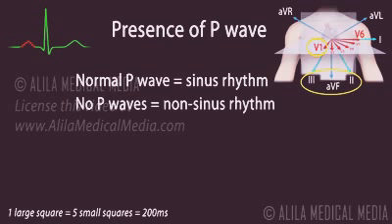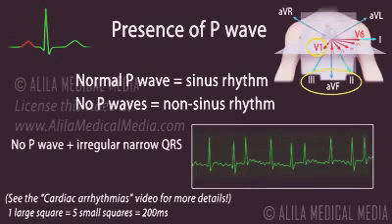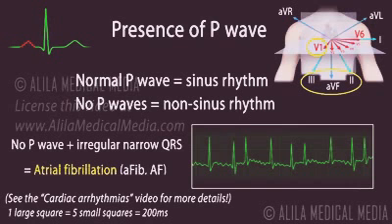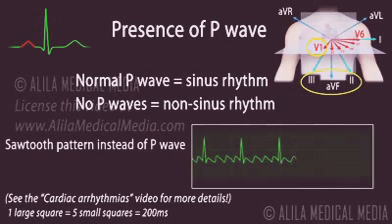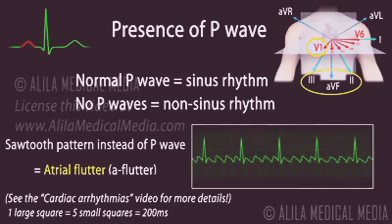Absence of P waves and presence of irregular narrow QRS complexes are the hallmark of atrial fibrillation. The baseline may be undulating or totally flat. A sawtooth pattern instead of regular P waves signifies atrial flutter. These are called flutter waves. The number of flutter waves preceding a QRS complex corresponds to the number of atrial contractions to one ventricular contraction.